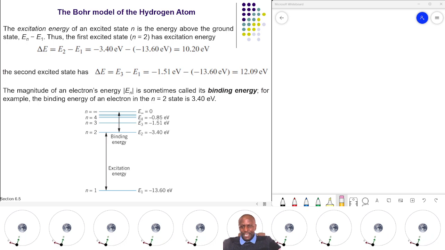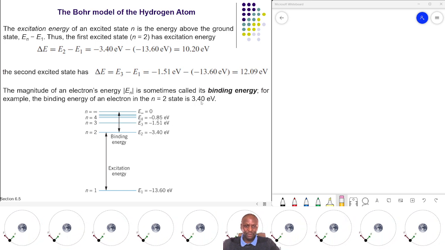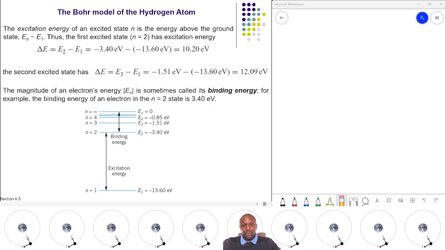For an example, the binding energy of an electron in the n equals 2 state is just given by the magnitude. You don't have a negative because I'm just talking about the magnitude. It's just given by this value. That is the binding energy of an electron in that state. So that means now if the electron can get this energy, it will actually move off. That electron will become a free electron. It will move out of an atom, and that atom will become an ion because the electron has moved off of that atom.